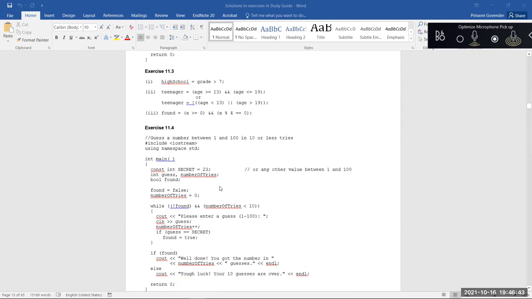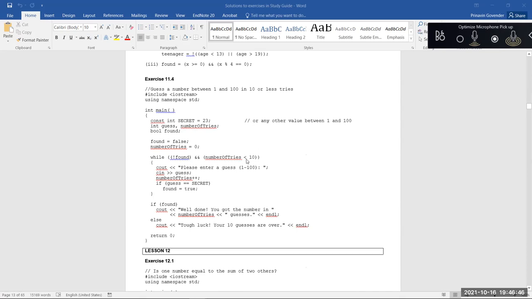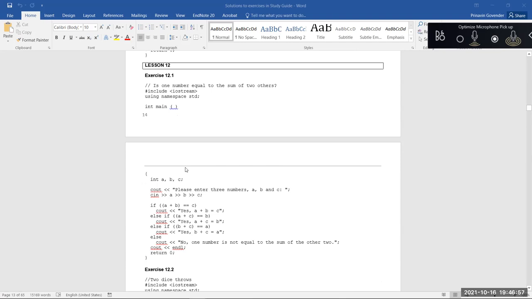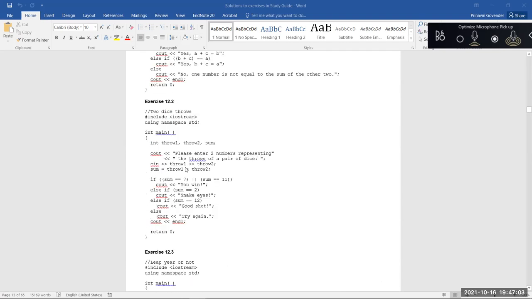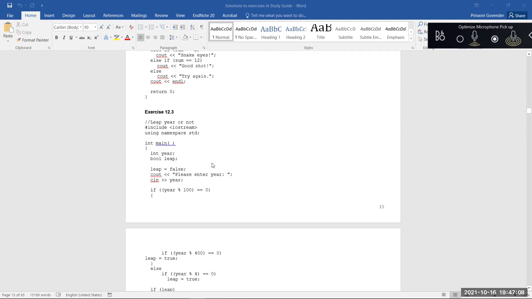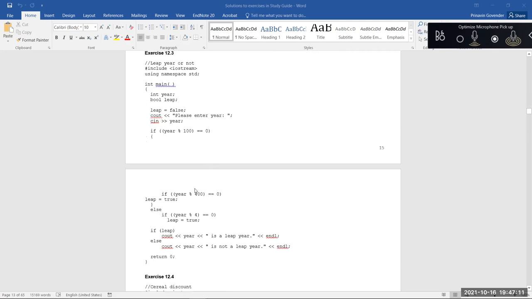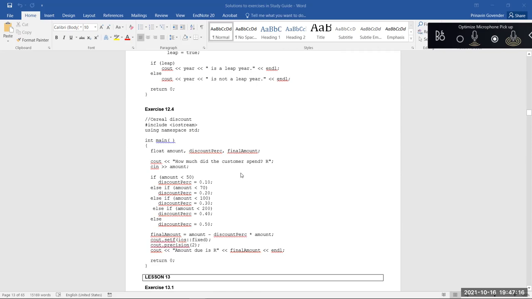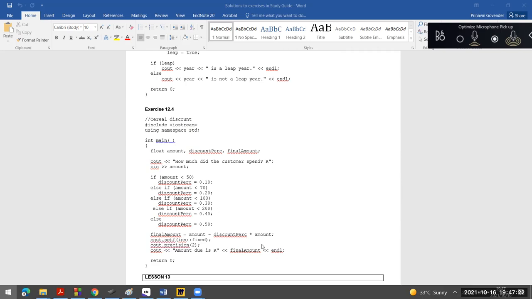Let's look at another example. While not found, a number of tries is less than 10. Here's the AND operation. Can you see the not in front of it? Now, the important thing is that you need to identify this in the exam if this comes out as a question and work out what the output would be. There's the OR operation over here. There's the AND operation. There's the modulus.